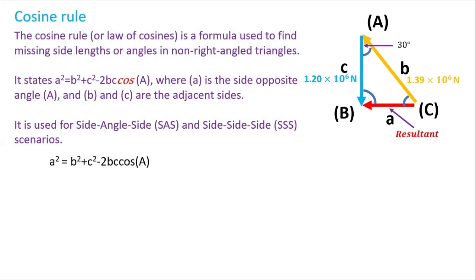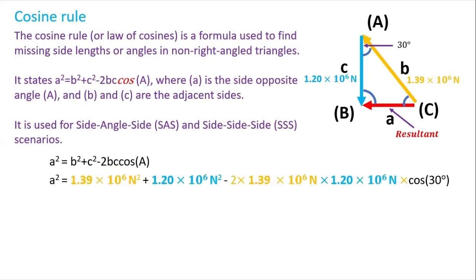Right. So now we write the cosine rule: A² = B² + C² − 2BC cos A. We know B is 1.39 × 10^6, squared, plus 1.20 × 10^6, squared, minus 2 × 1.39 × 10^6 × 1.20 × 10^6 × cos A. We can see the angle is 30 degrees, so cos 30.